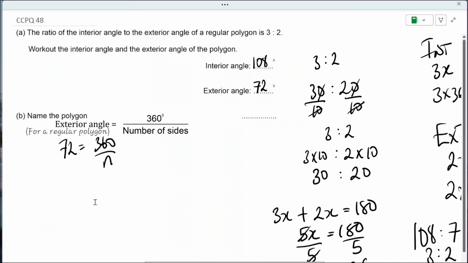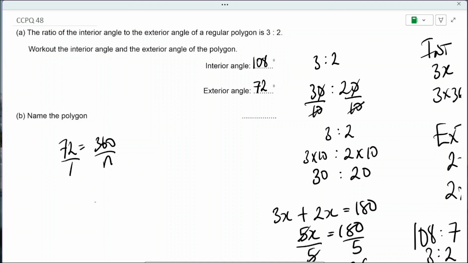We can make this 72 over 1 and cross and multiply. Standard in math, to get this n away from its position as a denominator, we multiply both sides by n. We have 72n, that's 72 times n will give you 72n, equals, on the other hand, 1 times 360. Anything times 1 is that same thing, so we have 360 on this side.